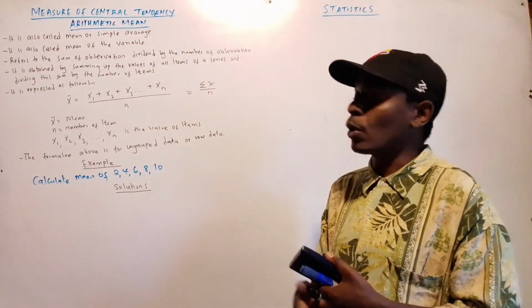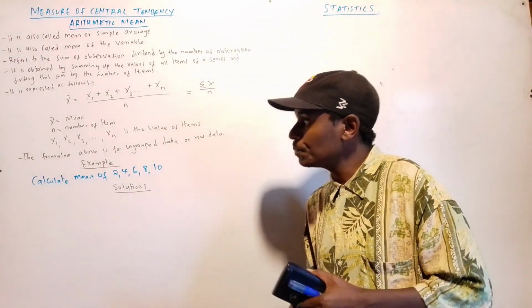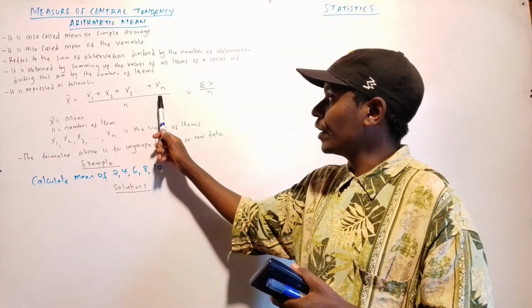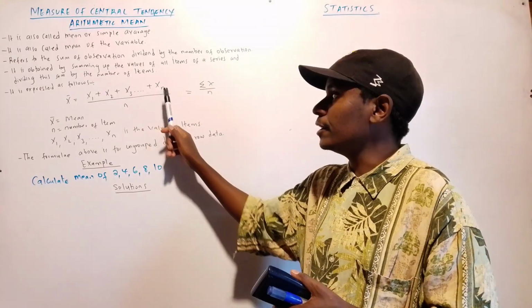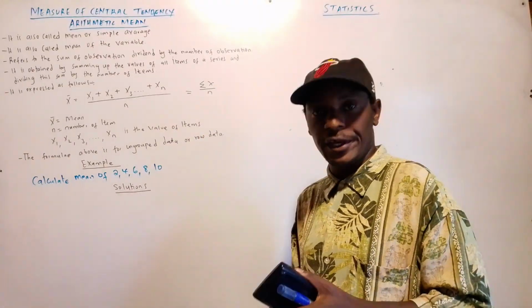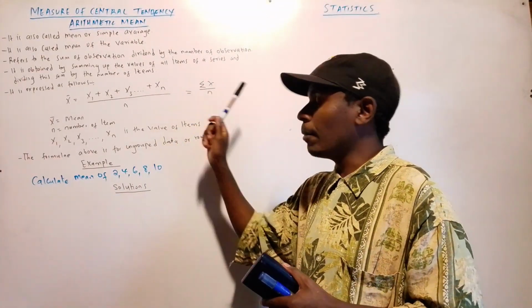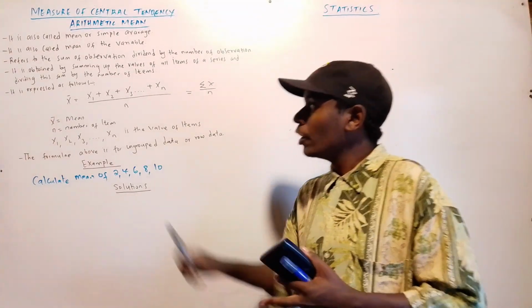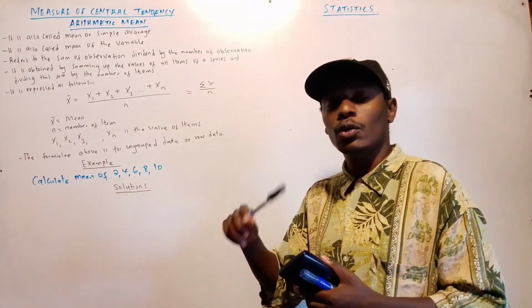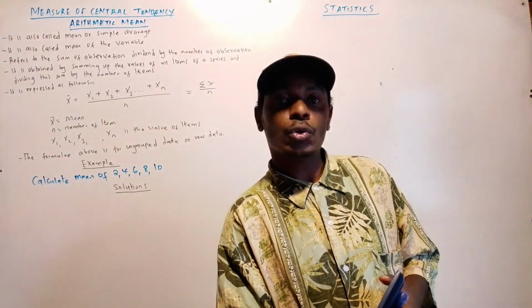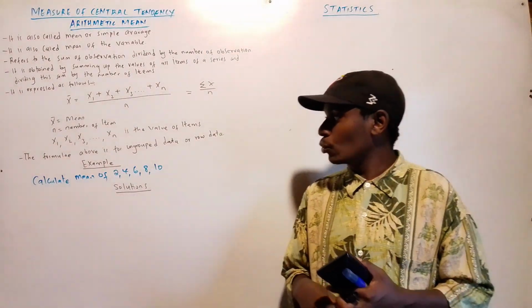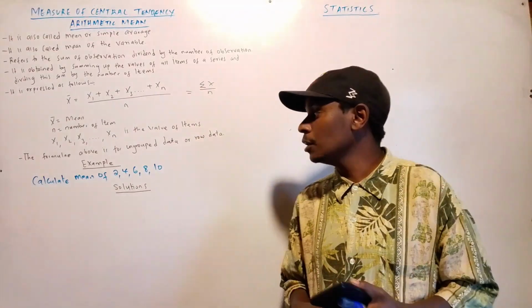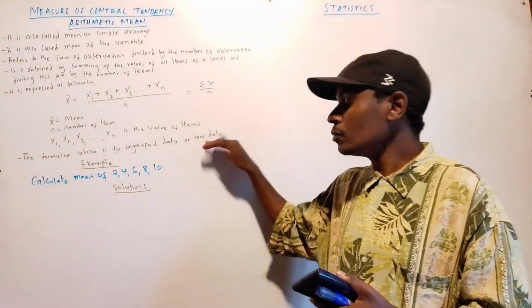Some people call it the simple average. Now, we have the formula here. x1 plus x2 plus x3 up to xn is the same as saying the summation of the x's. Then we divide it by the number of observations as normal. This formula is for ungrouped data. Ungrouped data we also call raw data, the data which has not been filtered.